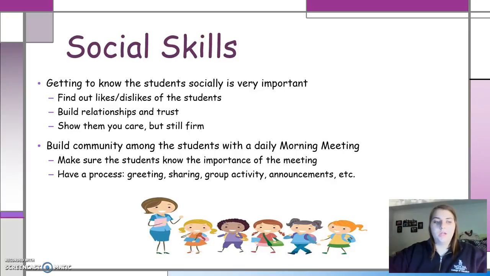And then I also plan on doing a daily morning meeting, making sure that the students know the importance of the meeting, having a process for that meeting, letting them do greetings to get to know each other, sharing, having group activities, and so on.